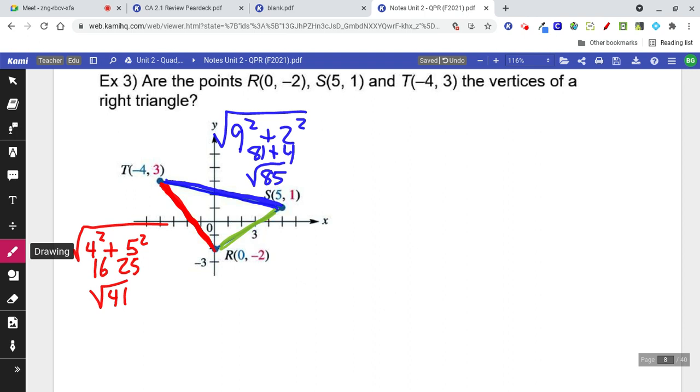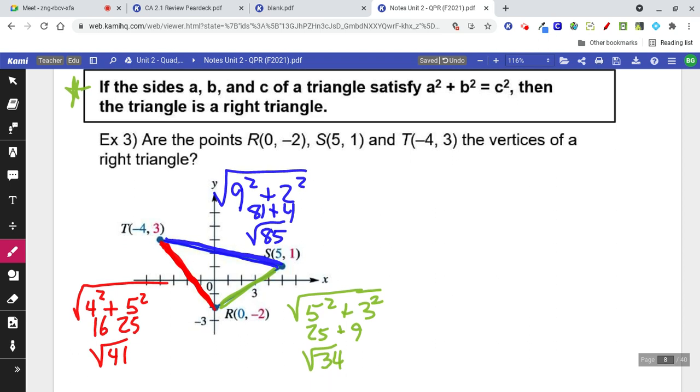Third segment here. Look at the x numbers, 0 and 5. Find the distance between 0 and 5, that's 5. -2 and 1, the distance between those two numbers is 3. So square root of 25 plus 9, that's square root of 34. Okay, so we just used the distance formula 3 times to find those distances.